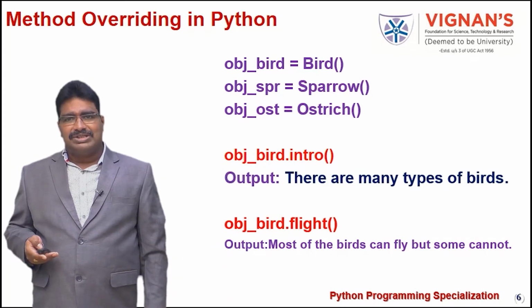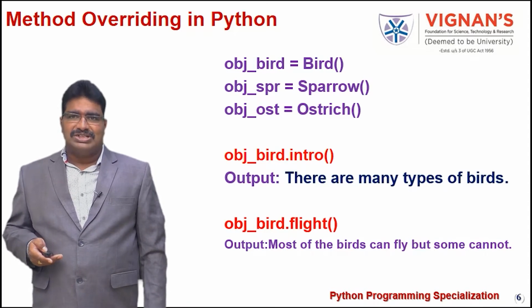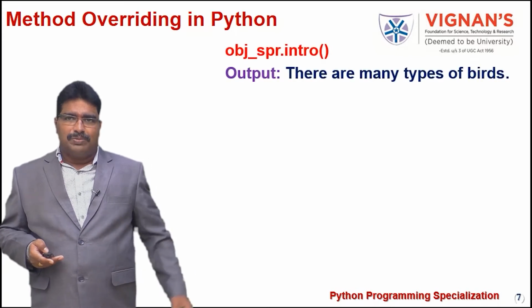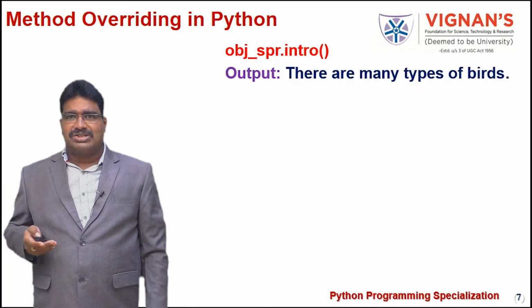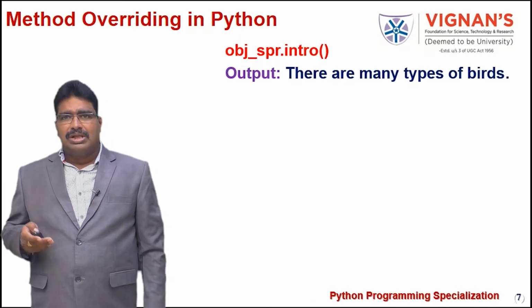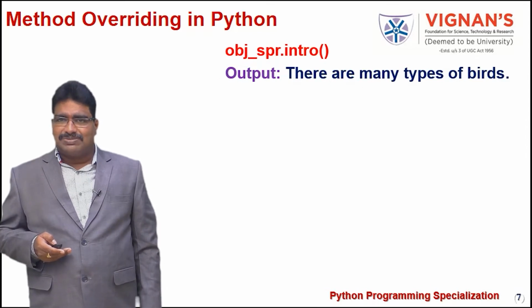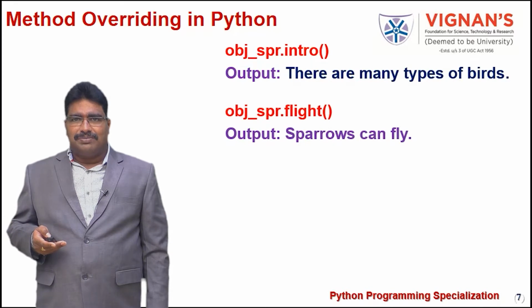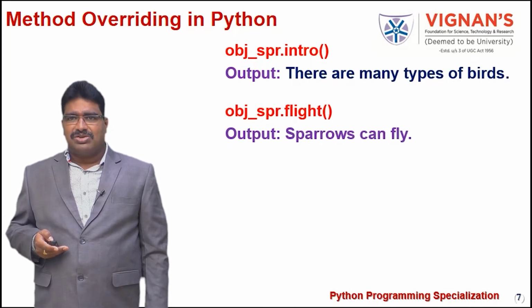So automatically we call the flight function of the bird class, and it displays that message. Now we use the sparrow object, that is obj_spr.intro. We call the introduction function of the sparrow object, which is derived from the base class bird, so automatically it displays that there are many types of birds. But whenever we call the obj_spr.flight function, it displays that sparrows can fly.